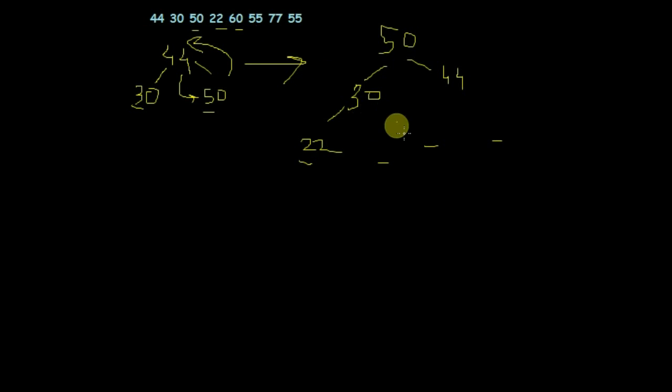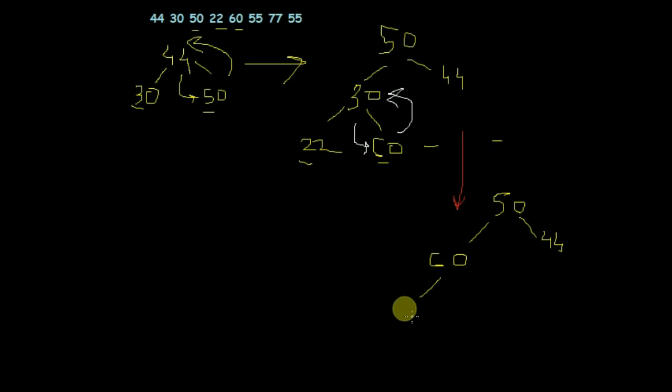Next element is 60. 60 is inserted here. 60 is more than 30, so a change is required. If 60 was here and 30 was here, it would violate the max heap property, so we have to make this change. My new tree becomes 50 here, then 44 here, then 60 here, then 22 here, then 30 here.